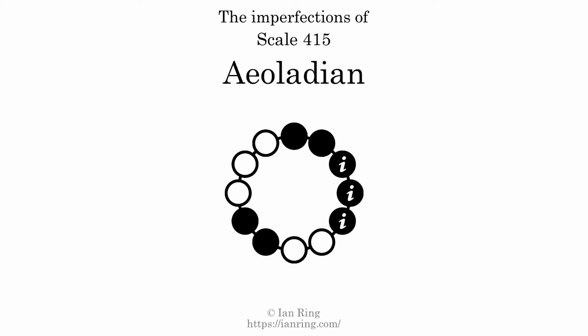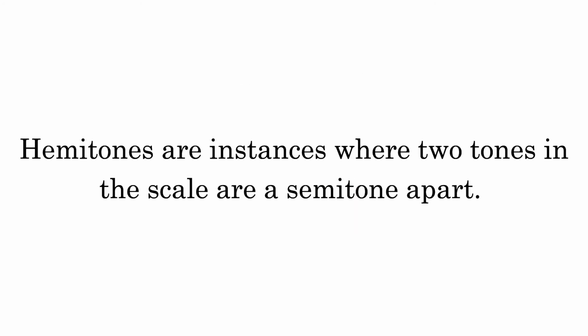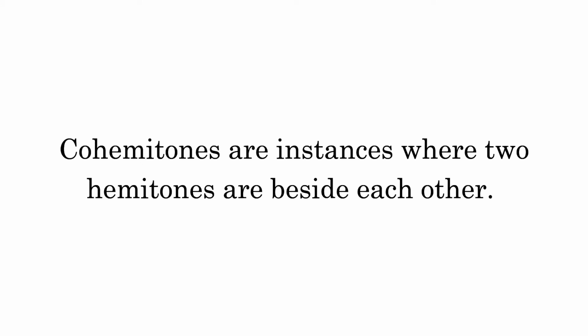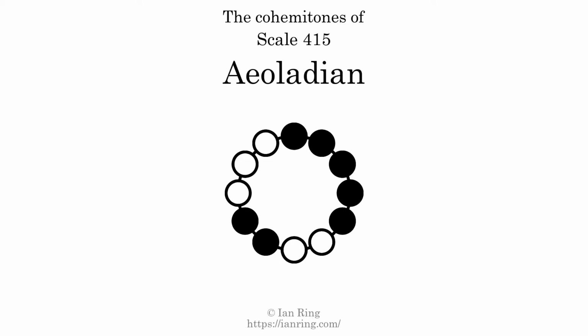They are at positions here, here, and here. Hemitones are instances where 2 tones in the scale are a semitone apart. This scale has 5 hemitones. They are at positions here, here, here, here, and here. Cohemitones are instances where 2 hemitones are beside each other. This scale has 3 cohemitones. They are at positions here, here, and here.